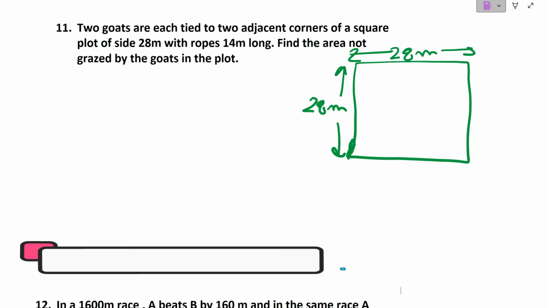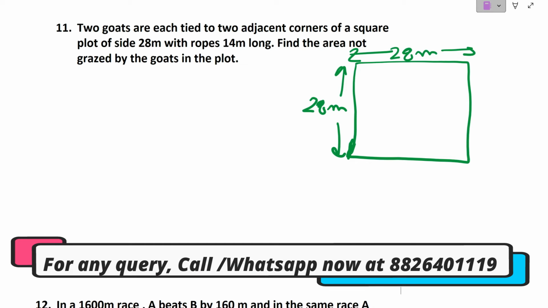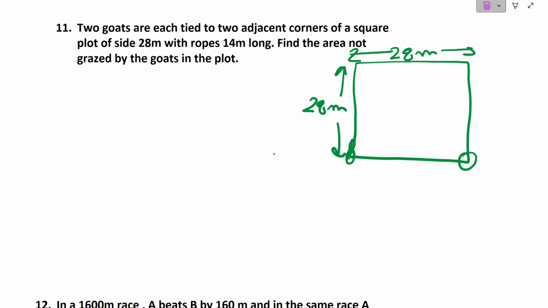We have to assume like this. It is given in the question, two goats are each tied to two adjacent corners of a square. So maybe I would say that the two goats are like this: one goat is this and the other goat is this.